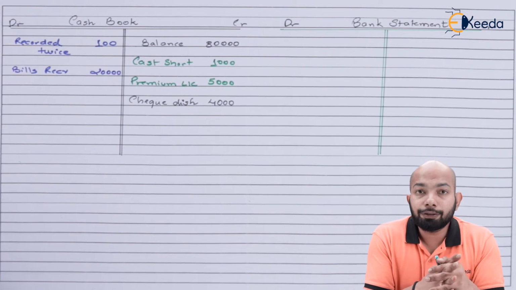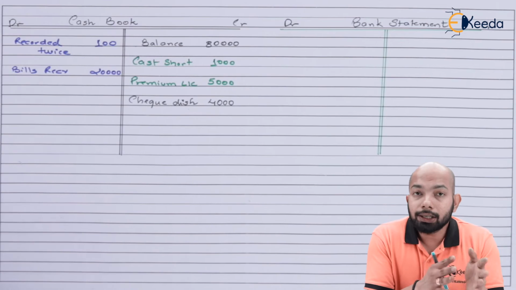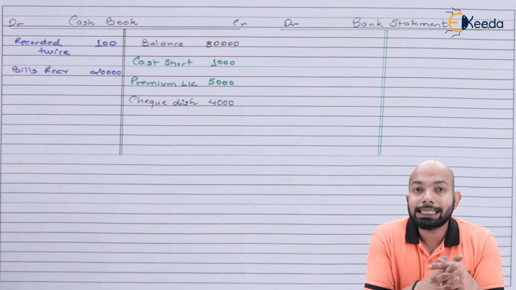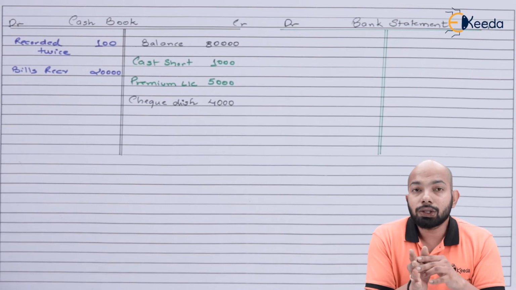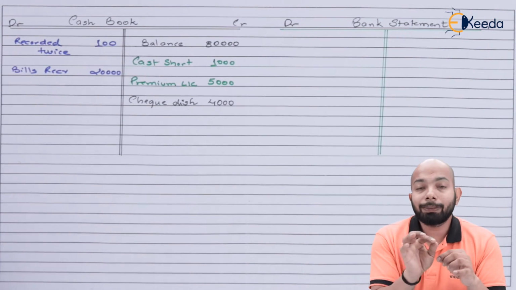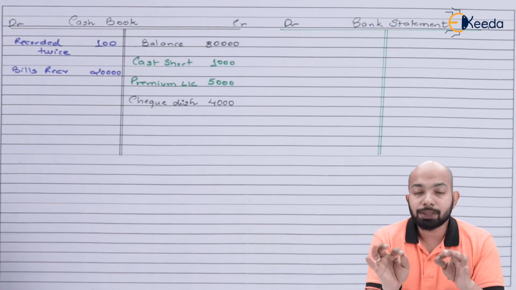Now the next transaction refers to a check issued but dishonored on technical grounds. The amount is 3,000. You have already issued a check and that got dishonored. So if it is already issued, that means the credit side of your cash book has been recorded.